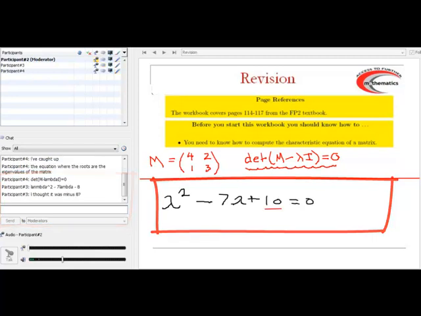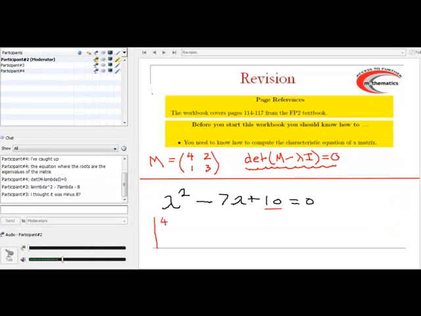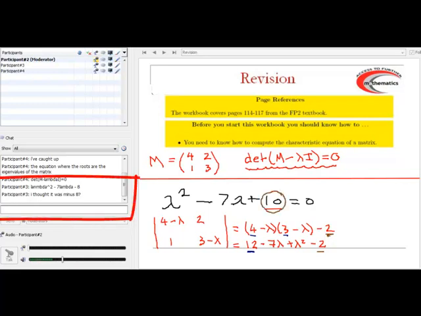So let's actually go through this. So we're trying to calculate the determinant of 4 minus lambda, 2. You can get immediate feedback on your work. Take away 7 lots of lambda plus lambda squared minus 2. So the 12 comes from the 3 times the 4, and we've got the minus 2 there. So I reckon it is actually a 10 there. Can you see where you may have gone wrong?